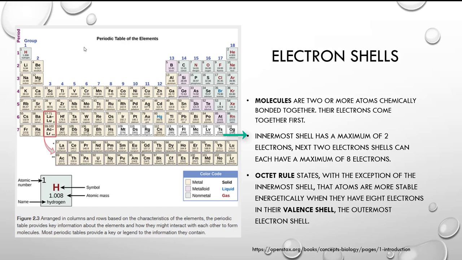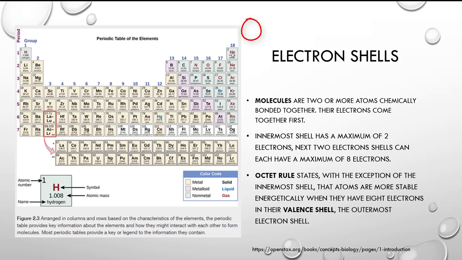So the innermost shell, closest to the nucleus, can only hold a maximum of 2 electrons. Hydrogen, if neutral, has only 1 electron circulating its nucleus. So it can have a maximum of 2, but it only has 1. Helium has a maximum of 2 electrons orbiting its shell, and it only needs 2.